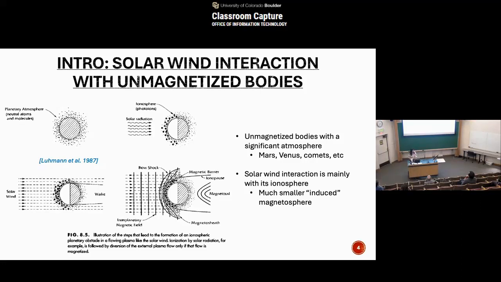So what happens is these planets don't have a dipole field, but they have an atmosphere. What happens is this atmosphere will get photoionized by the solar photons. So it creates what we call the ionosphere. So that's the charged part of the upper atmosphere, made up of ions and electrons.